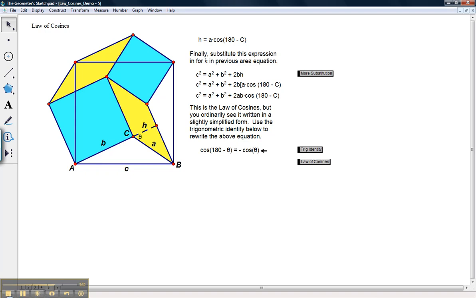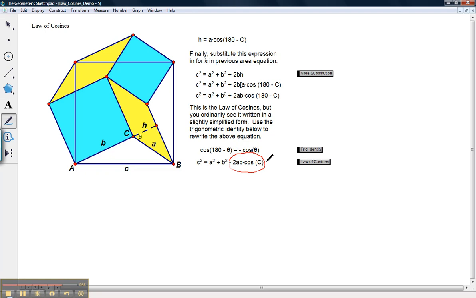This is a trig identity you'll get in pre-cal, and you'll probably have to prove it at some point. So we're going to substitute that in here, and notice that what that's going to do is change this sign from a plus sign to a minus sign, and there is the law of cosines. So remember what we discussed was that you have to add or subtract something from a squared plus b squared equals c squared in order to make the equation balance.